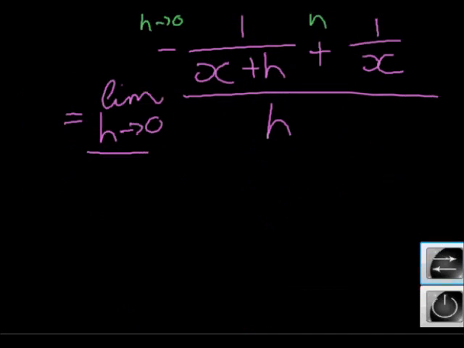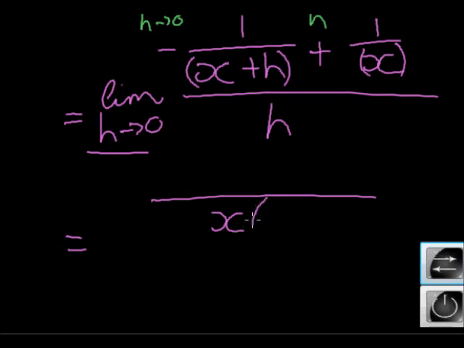Now I'm adding two fractions. Yay, grade 4. How do we add two fractions? Common denominator. This denominator contains an x plus h. This denominator has an x. So my common denominator has to include both of those: an x and an x plus h.